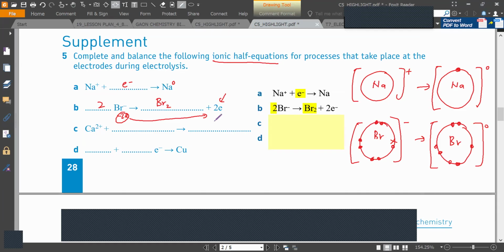Next, calcium 2 plus will turn to calcium metal. So from 2 plus to 0, we will add 2 electrons.